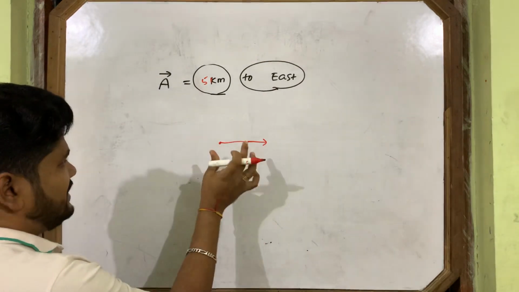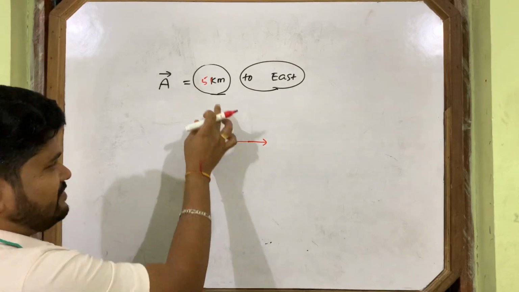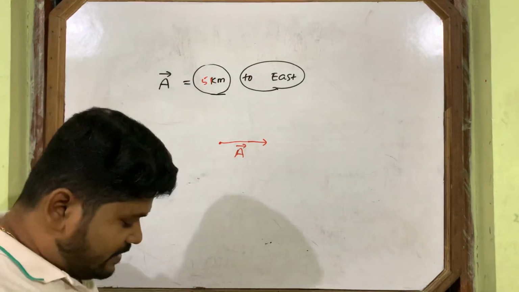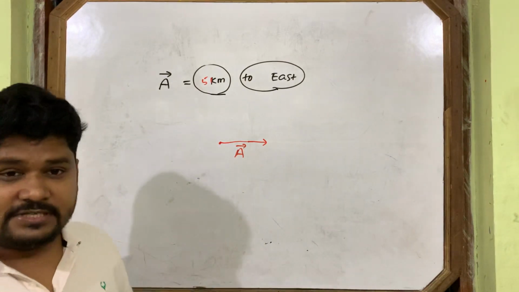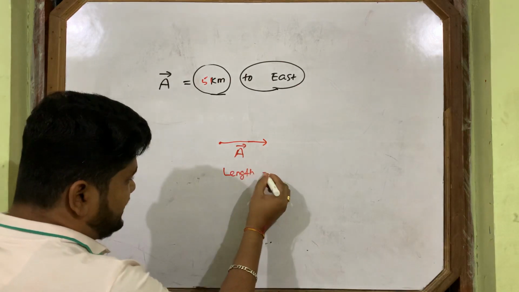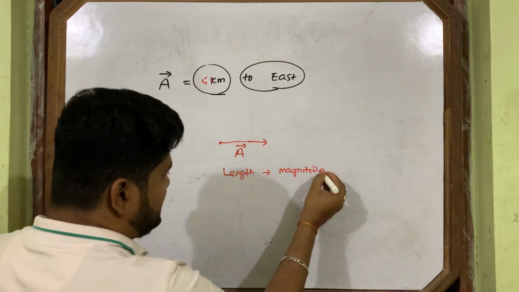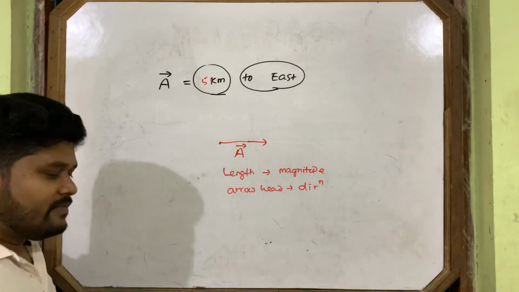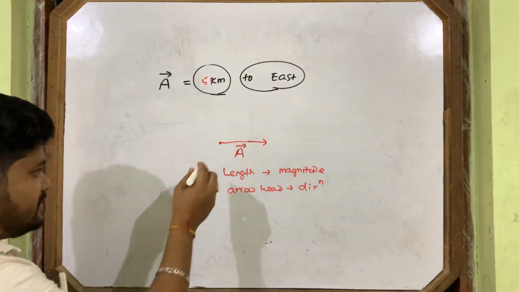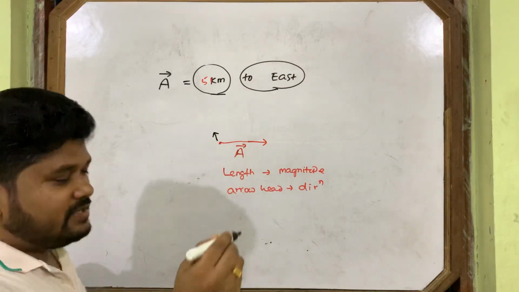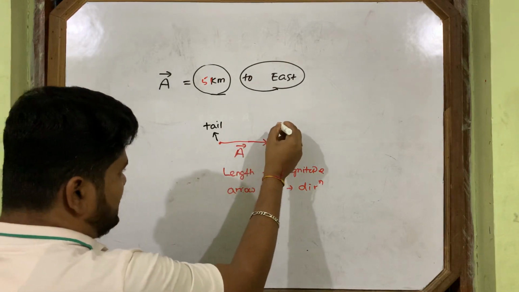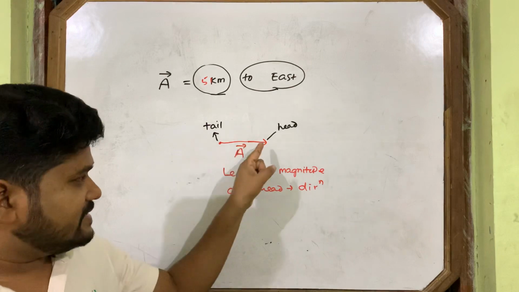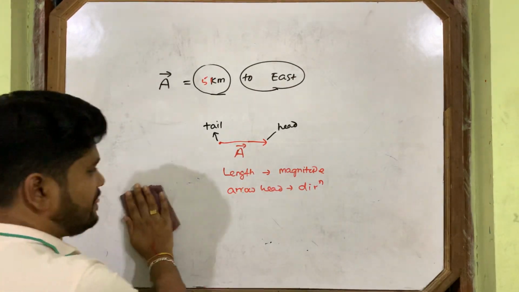So this is the vector. This length presents 5 kilometer, and the arrowhead presents the direction, and you write the vector here. What do you understand here? This is important: in geometric presentation, the length of the line presents the magnitude, and the arrowhead presents the direction of the vector. The starting point of the vector is called the tail, and the arrowhead, the last end of the vector, is called the head. This is tail, this is head. This is the geometric representation of a vector.